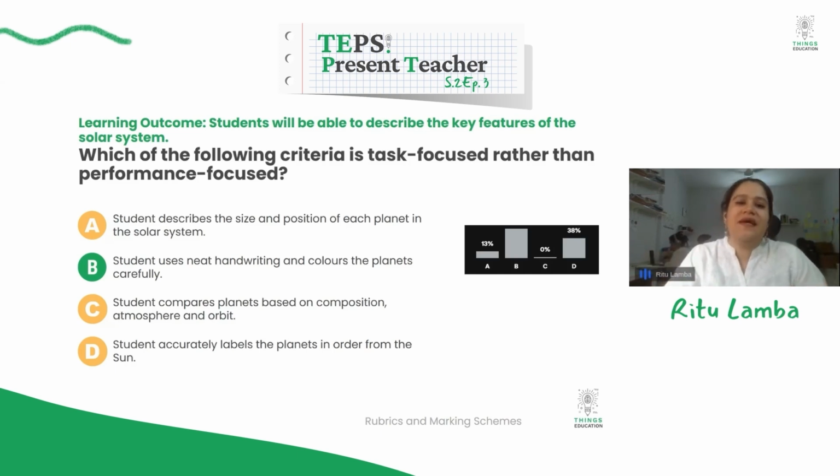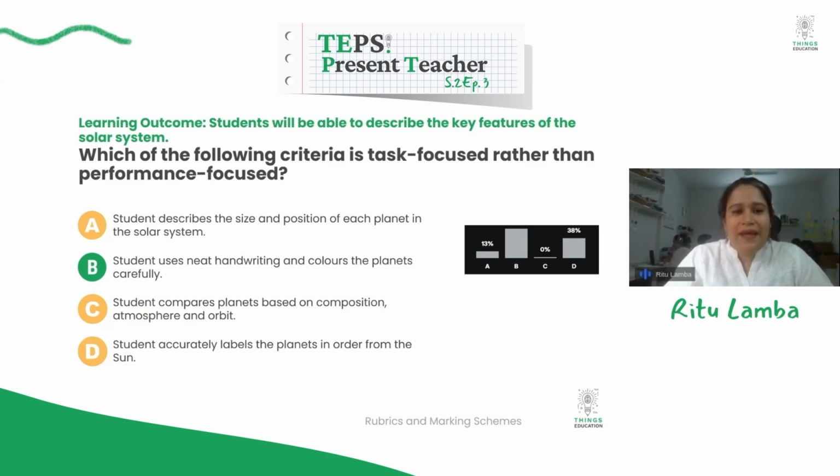So the learning outcome is that students should be able to describe the key features of the solar system. Option B, which is about neat handwriting and careful coloring, is not really going to tell us if they have understood the key features of the solar system. If it was about the correct color, that is important, because a student shouldn't be coloring the earth red. It means that there's some fundamental misunderstanding about what the earth is. But careful coloring is not that important. Even if they go out of the lines, or the handwriting is not that great, that's fine as long as the learning outcome is met.